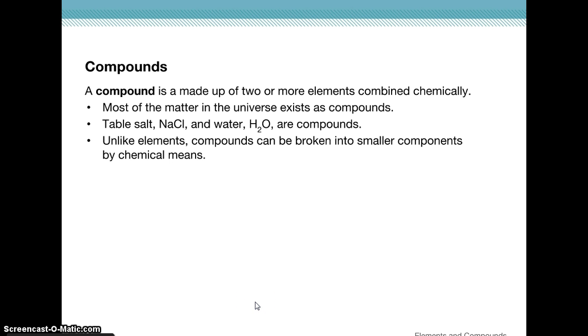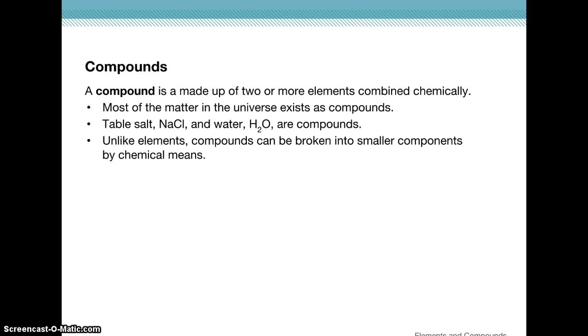And then a compound is made up of 2 or more elements combined chemically. That word there is the key term for a compound. You have elements that are chemically bonded together. They're not mixed like in a mixture. They are chemically bonded, which means they can be separated, but they have to be separated chemically.